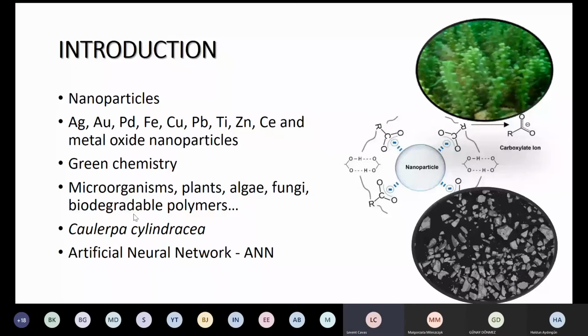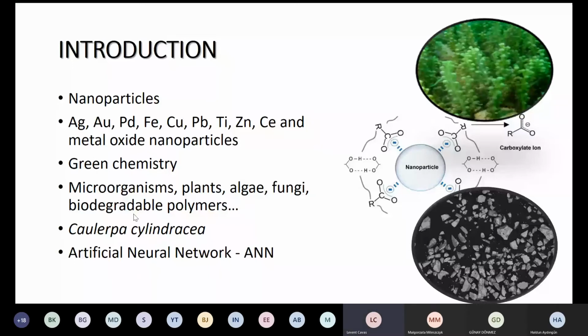In our study, we use Caulerpa cylindracea. As you might know, Caulerpa cylindracea is an invasive green marine seaweed, which is currently an invasive species in the Mediterranean Sea. In our study, we used the biomass of Caulerpa cylindracea to produce silver nanoparticles, and the experimental data was modeled by using artificial neural network.